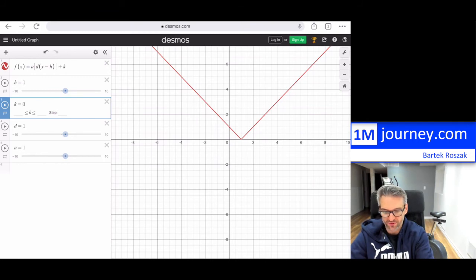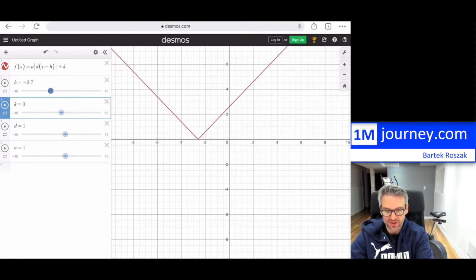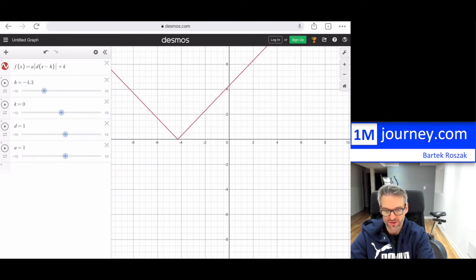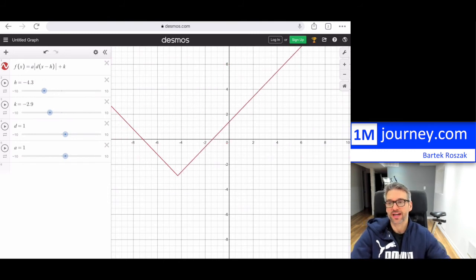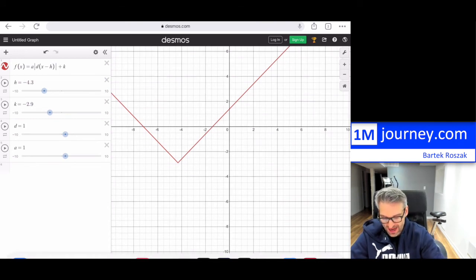So notice, if it's positive, it's going to be shifting it to the right. If it's negative, it's going to be shifting it to the left. All right, so that's your H, that's the transformation there. Your K is going to be either up or down. So notice if I grab it, if it's positive, it goes up. If it's negative, it will go down. And that's exactly what you have in these. So it's kind of neat, right, to be able to see these things happening.